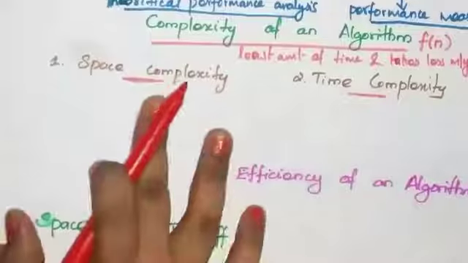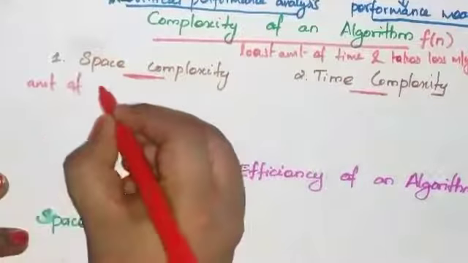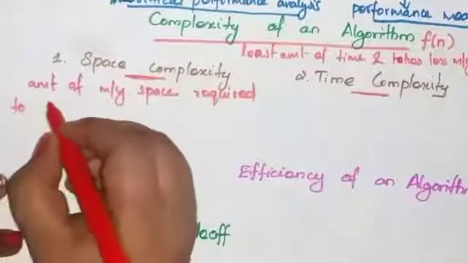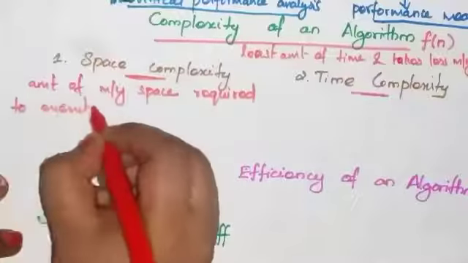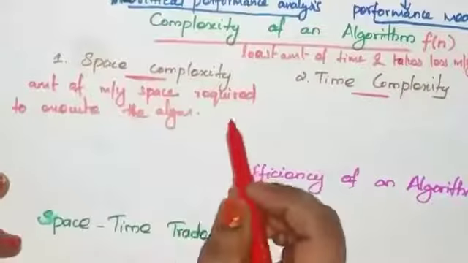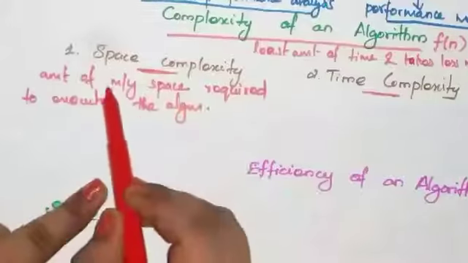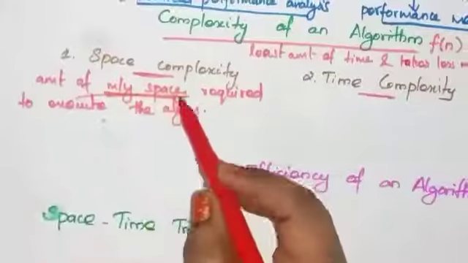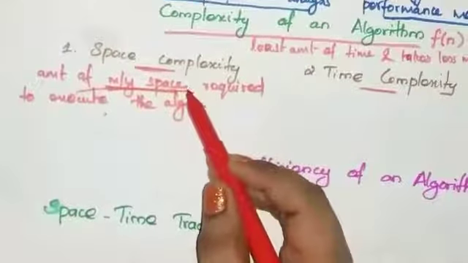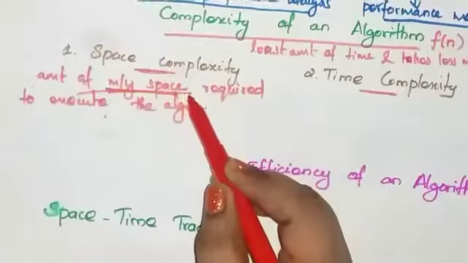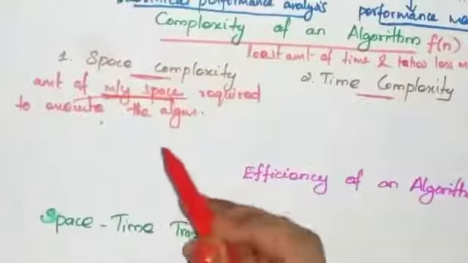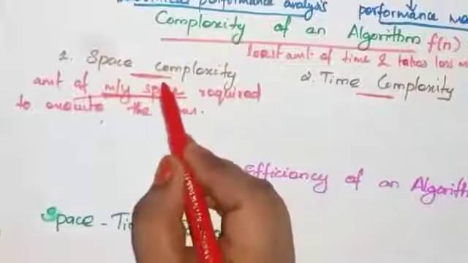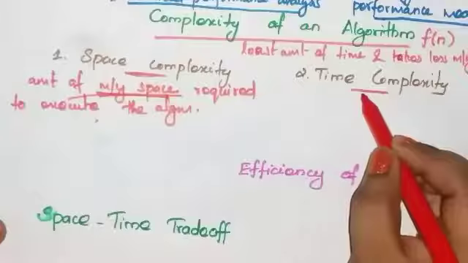What do you mean by space complexity? Amount of memory space required to execute the algorithm, which means the amount of memory space that is used to execute the algorithm. How much memory space is needed to execute that algorithm is called space complexity.